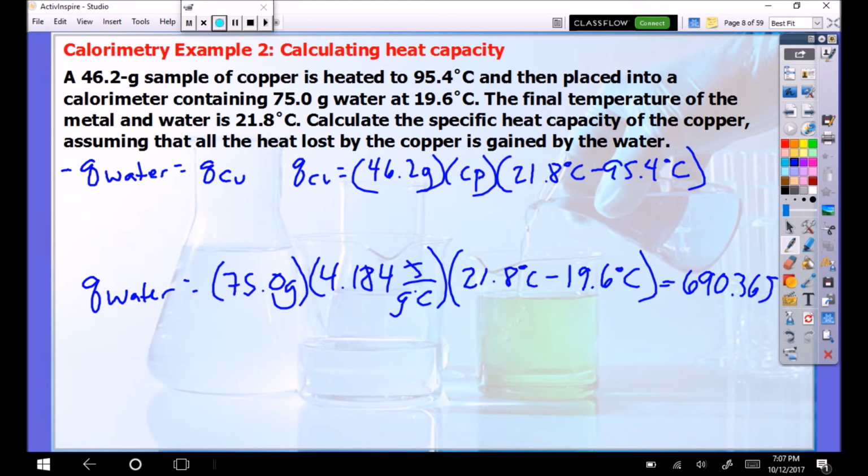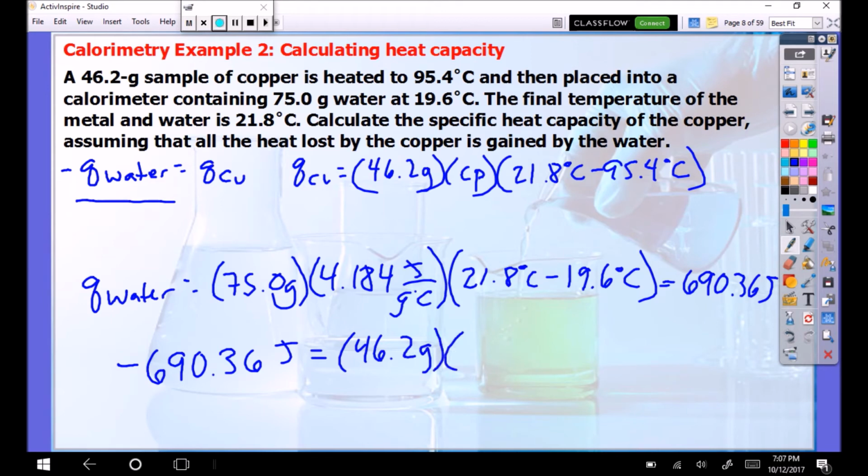Now we know that the negative Q of water is equal to the Q of copper. So now we've got negative 690.36 joules, and we'll account for sig figs at the end. This is equal to 46.2 grams, and our CP, our specific heat, and then 21.8 minus 98, or 95.4, is a negative 73.6 degrees Celsius. Okay, so I've just combined my terms here.